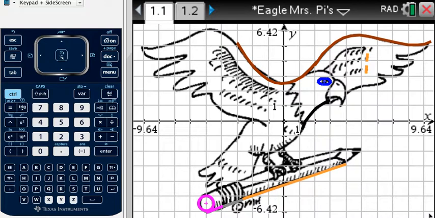So this is Ms. Pi, and in this video I'm going to graph two exponential functions, and I will show you how to do the transformations on those.